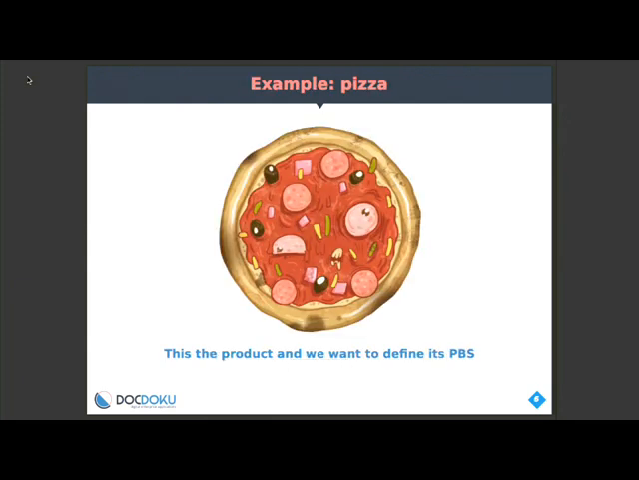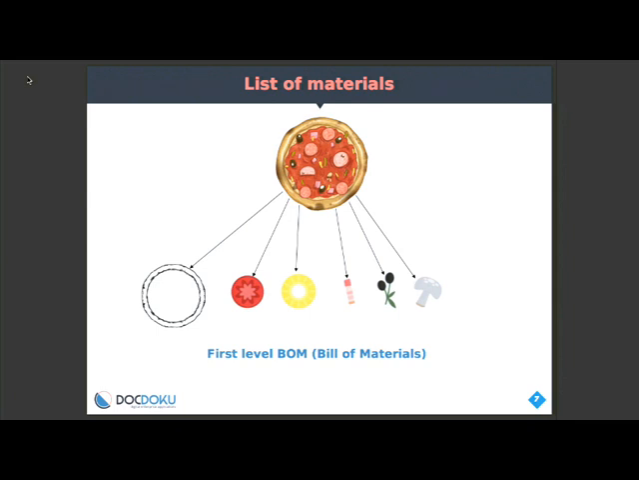So let's take an example. Let's take a pizza. Okay, everybody knows what a pizza is. This is the example I will follow in my presentation. Imagine we just want to design our pizza. So what is a pizza? A pizza is made of several components. You have the dough, you have the tomato, pineapple, you have a gib. Okay, this is the first level BOM. BOM is bill of materials. So this is our first level.